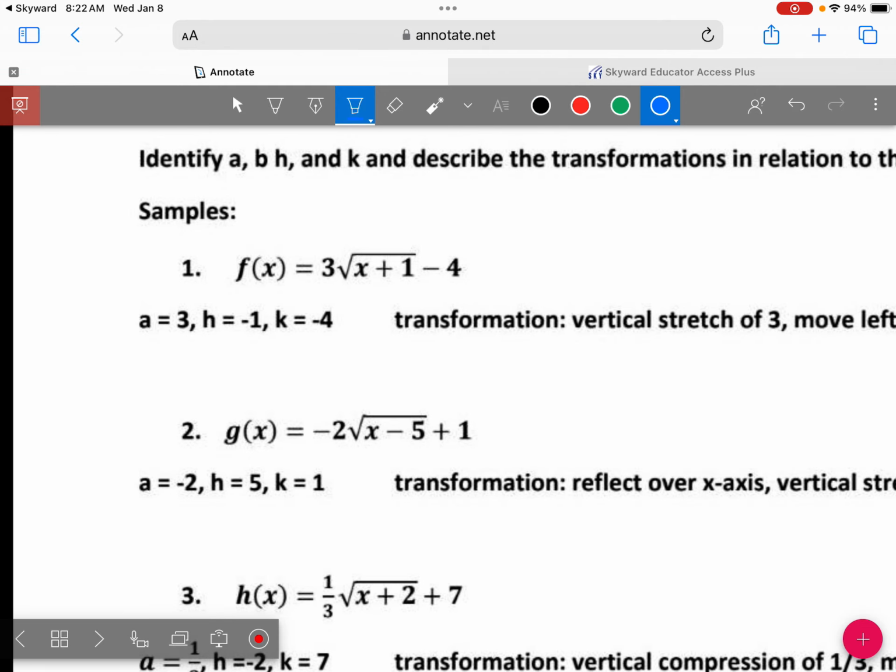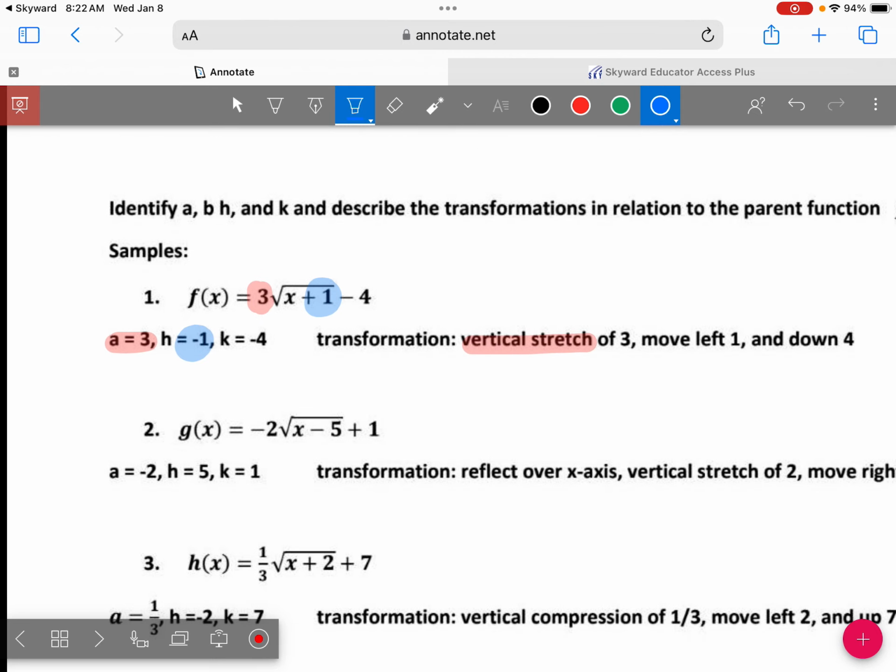The A value is right here. Because that number is bigger than 1, that's why we said it's stretched. The H value is always under the hood, but it's the opposite. So do you see how it says +1 under the hood? The H value is the opposite, it's a -1. And that moves the graph to the left. The number in the back is a -4, and that moves it down 4.